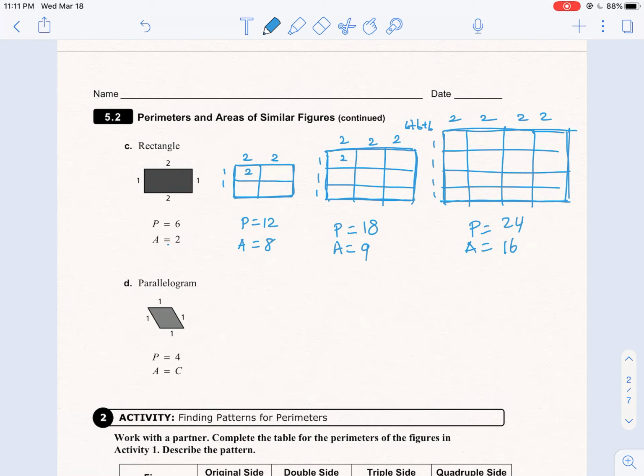Okay. Parallelogram. Okay, we're going to draw this one more time. Okay, they're all 1, 1, 1, 1. So perimeter, 2, 2, 2, 2. Area, 4C.